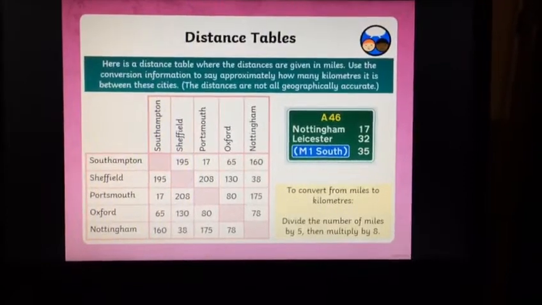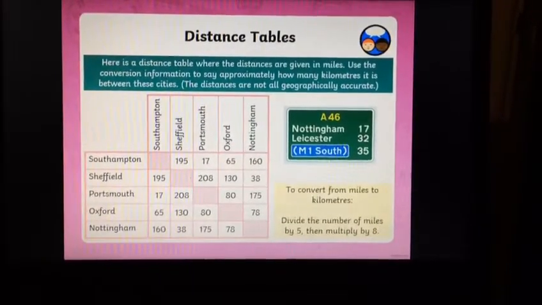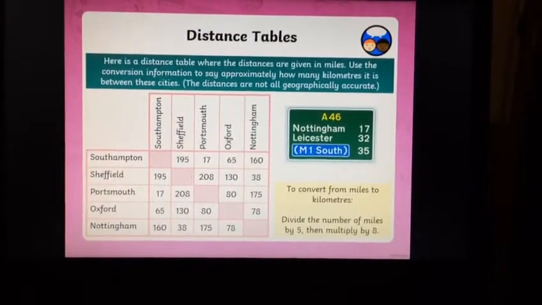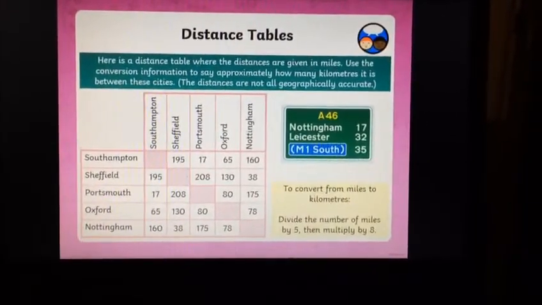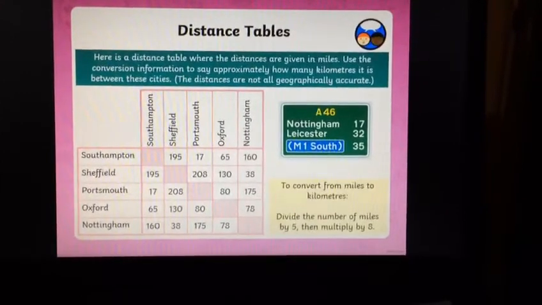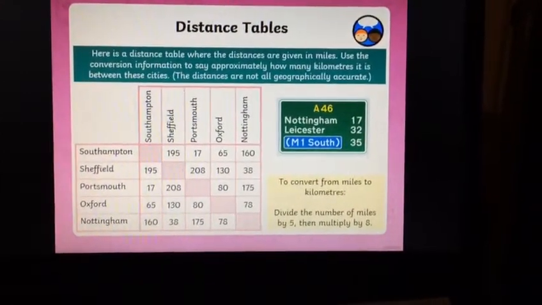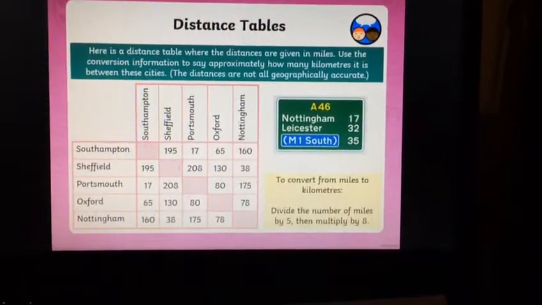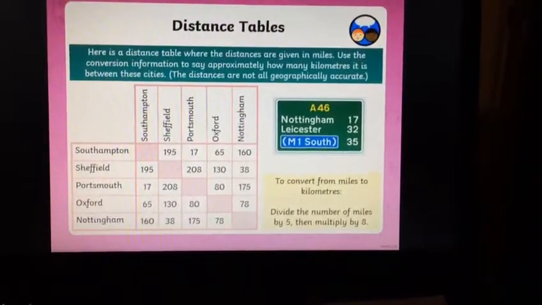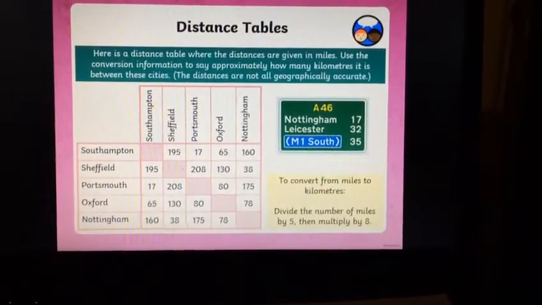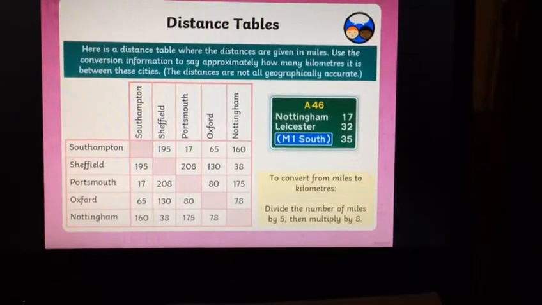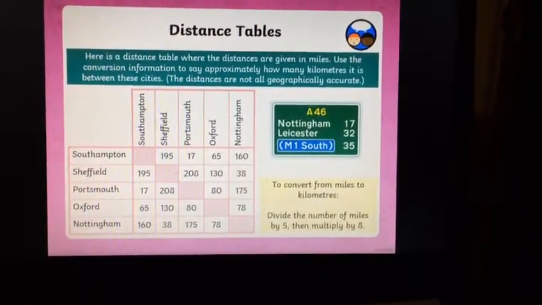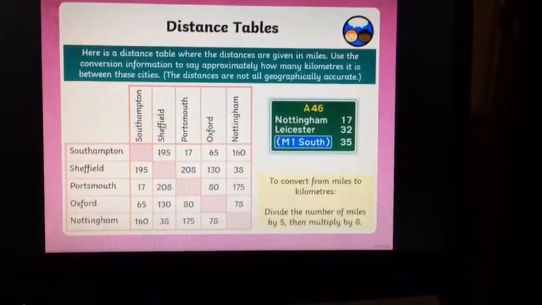So have a go and see if you can redo that table, converting the distances to kilometres for me. If you manage to do that, can you then work out how far I would travel in kilometres if I went from Portsmouth to Sheffield and then Sheffield to Oxford? So Portsmouth to Sheffield and then Sheffield to Oxford.